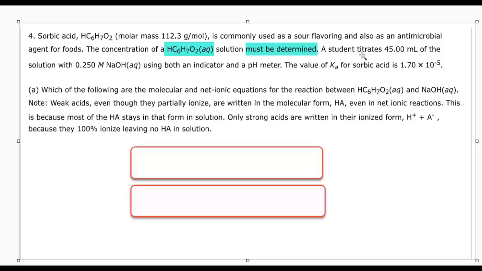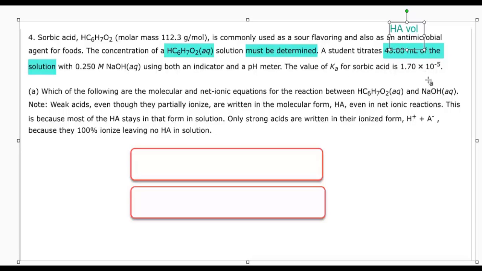Now, it's done with a titration where a student titrates 45 mLs of solution. So this is 45 mLs of our acid. So our HA, we'll color code the acid as green. Our HA volume is 45 mLs. Okay, we may have to refer back to that later. Now we're titrating it with a base. That's what it looks like here.